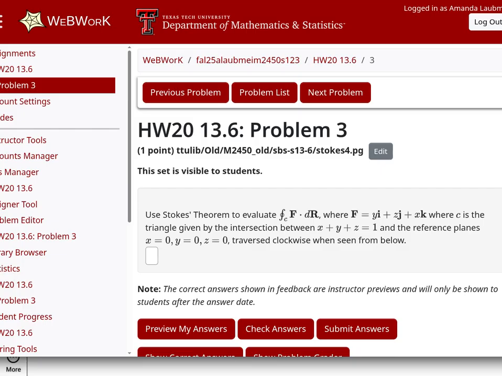So the first problem request was for homework 20, section 13.6, problem 3, where we're told to use Stokes' theorem to evaluate the integral of F dot dr for F equal to y, z, x over the triangle given by that plane intersecting with x equals 0, y equals 0, and z equals 0. x plus y plus z equals 1 is my plane.